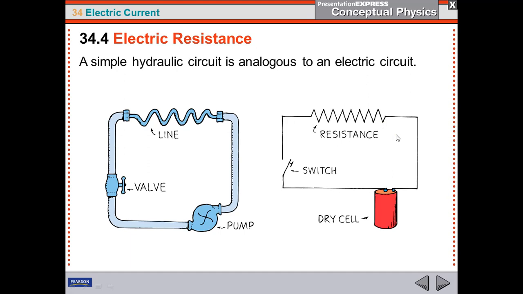Similarly, on the right side, you can see a battery is working just like a pump, the switch is like a valve, and a resistor is connected in the circuit. So here the path of electrons will be disturbed by this zigzag shaped component called a resistor. So simply, resistance means an opposing force on the flow of charges.